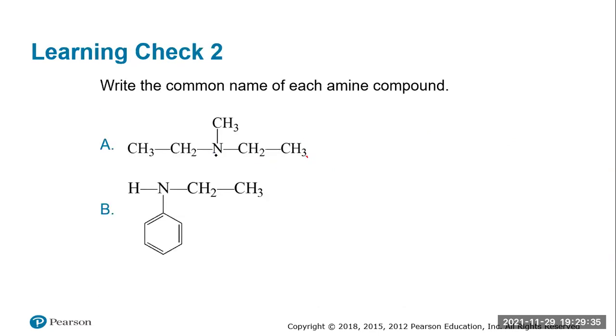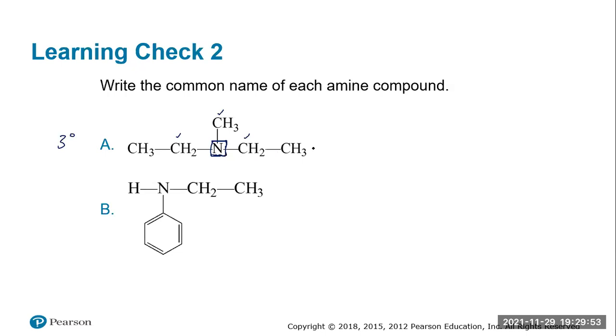There. So if we look at our nitrogen, again, it has 1, 2, 3 carbons attached to it, which means this is a tertiary amine. And we're going to do the common name. We're just going to look for the group. So really our nitrogen is sort of our starting point.